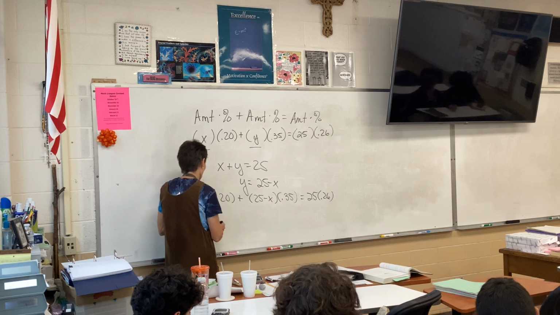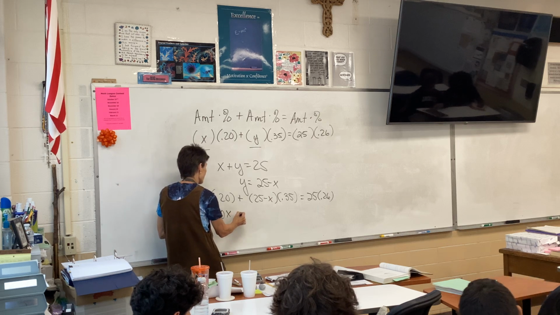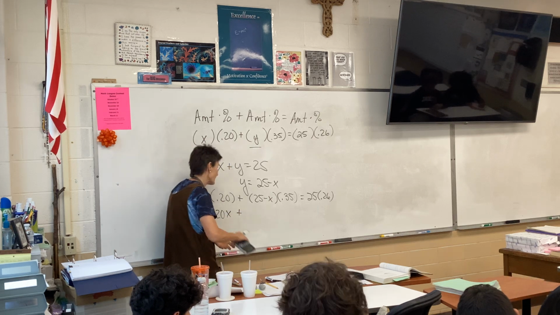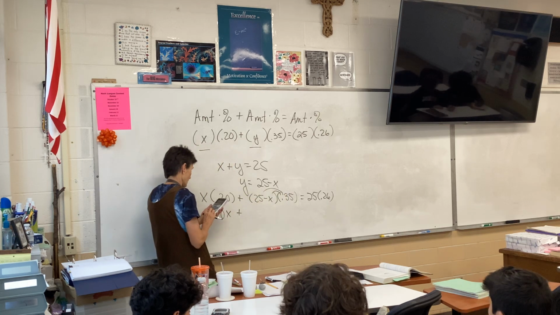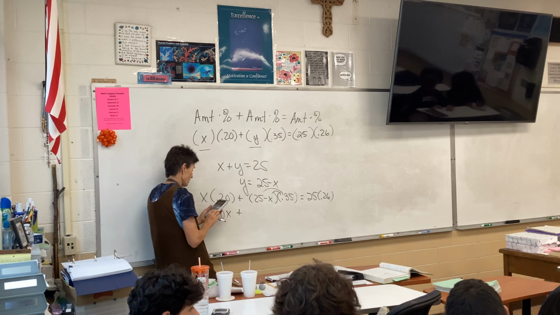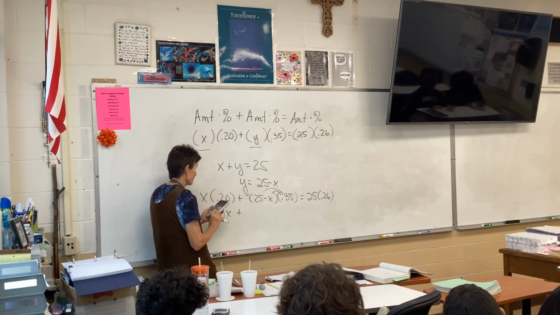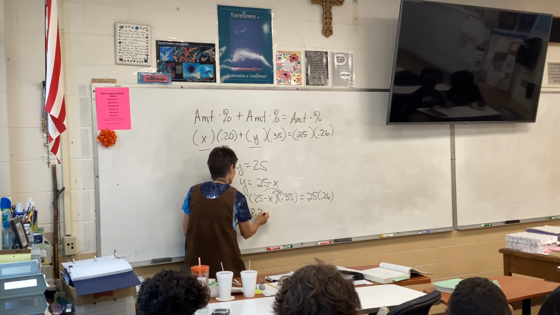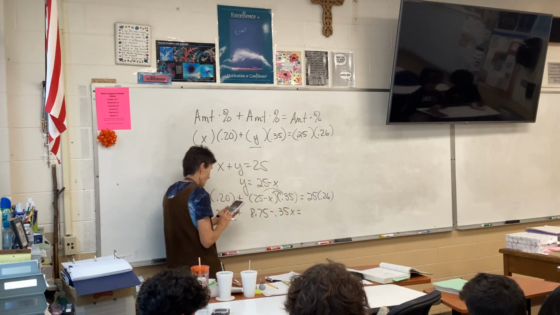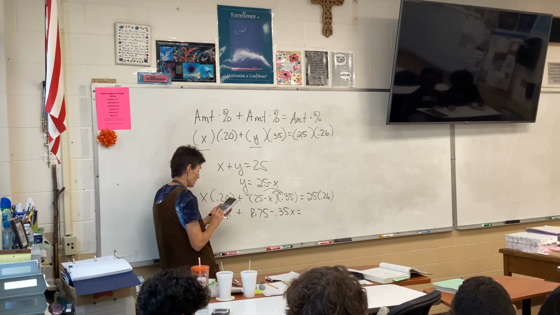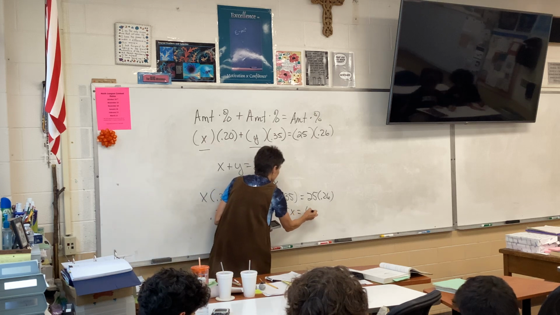Okay, so now we solve. So we have 0.20x plus, I use my calculator to help me. This is a distribute. So 25 times 0.35 is 8.75. And then 25 times 0.26 is 6.5.